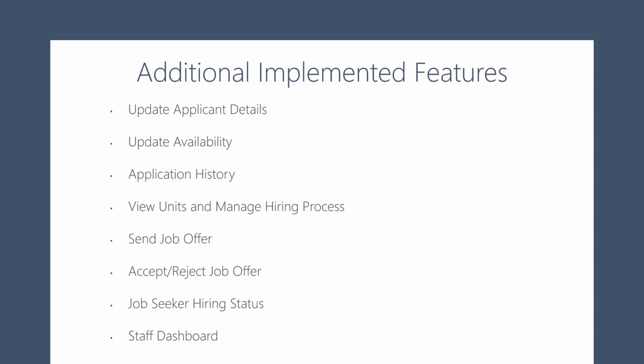View units and manage hiring process, where staff members can have access to unit details and can manage the hiring process by opening or closing the units for hiring. Send job offer, which is self-explanatory, where staff members can send job offers to the selected applicants. Accept or reject offer. Once the staff member has sent the job offer, the applicant has the option to accept or reject that offer.